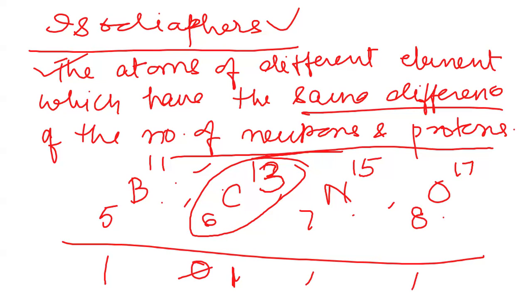So have you understood that in the case of isodiffers, the difference should be 1? Okay. Now, this is the way you will differentiate. Now we'll say isosters.